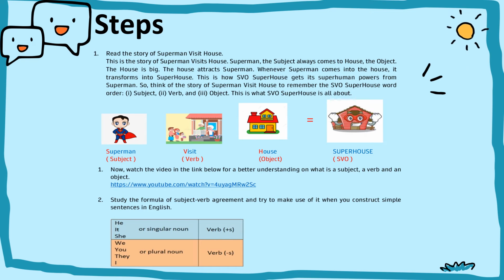The house is big. The house attracts Superman. Whenever Superman comes into the house, it transforms into Super House. This is how SVO Superhouse gets its superhuman powers from Superman.